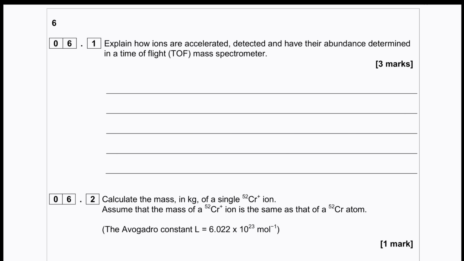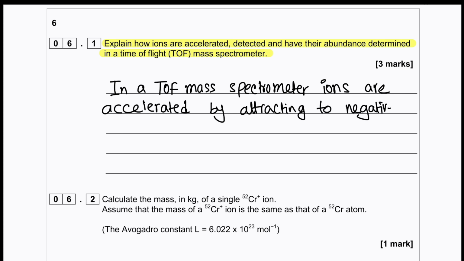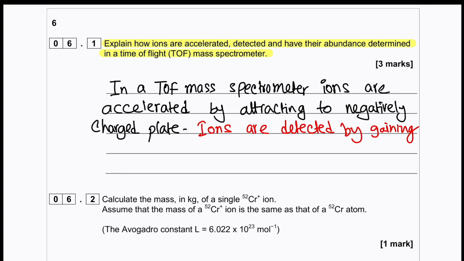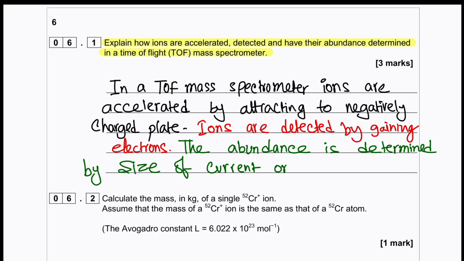Question 6. Explain how ions are accelerated, detected, and have their abundance determined in a time of flight mass spectrometer. In a time of flight mass spectrometer, ions are attracted by accelerating to a negatively charged plate. The ions are then detected by gaining electrons. The abundance is determined by the size of the current that flows and the amount of electrons that is gained in the detector.